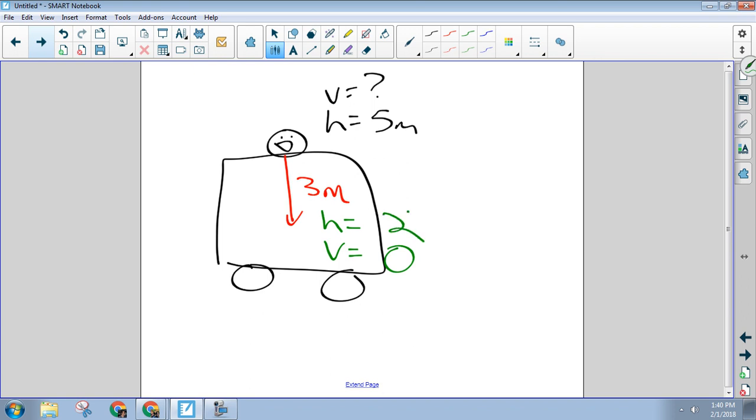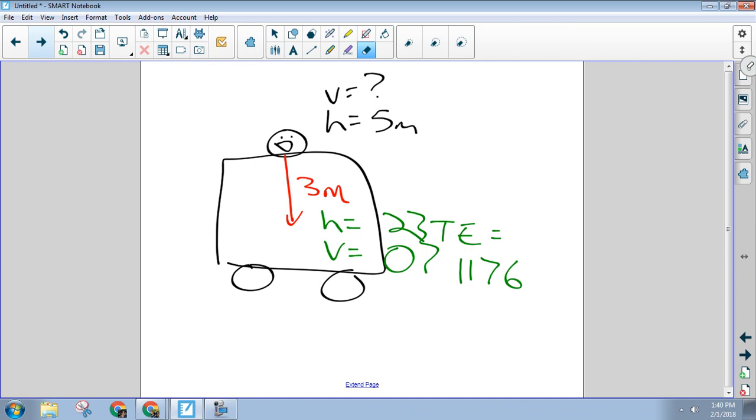So, find your total energy. It's just going to be GPE. Turns out to be 1170. Is it 76 or 74? 76. Good. All right. How is this part different from everything we've done so far in this problem?